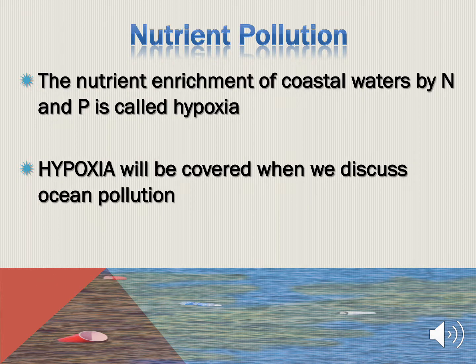Again, this nutrient enrichment of coastal waters by nitrogen and phosphorus is called hypoxia. On the land, in stagnant surface bodies of water, we call nutrient enrichment eutrophication. Off the coast, we call it hypoxia. And we will talk about hypoxia when we talk about ocean pollution later in the course.